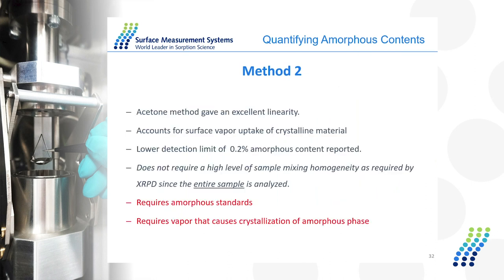The advantage of this method is that we don't need a calibration curve made by mixing different samples in ratio, but we do need amorphous standards for the measurement as a reference material. Every other value is a percentage relative to this reference value. This is a very accurate and repeatable method to determine low amorphous content, with a low detection limit of 0.2% amorphous content in the material. Compared with traditional methods like the DSC method and XRD method, the DVS method tends to give a more accurate result for amorphous content determination.